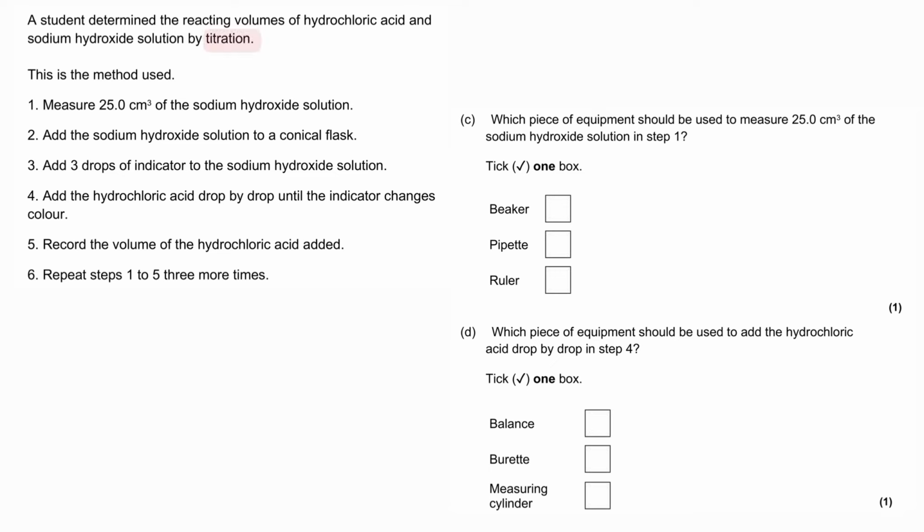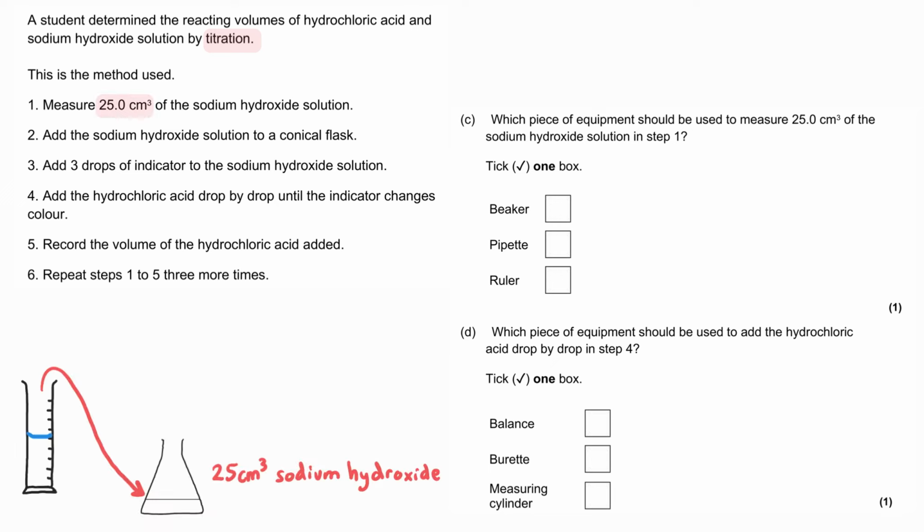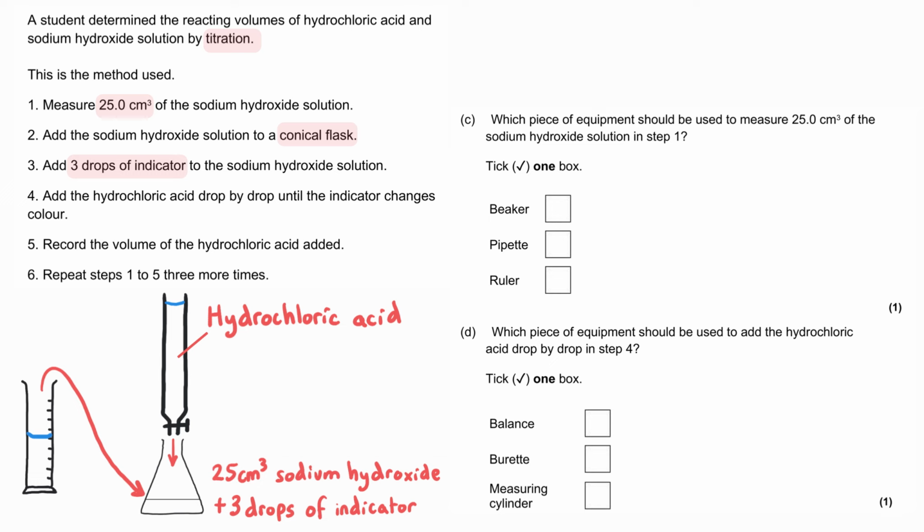Measure 25 cubic centimetres of the sodium hydroxide solution and then add the sodium hydroxide solution to a conical flask. Add 3 drops of indicator to the sodium hydroxide solution. Add the hydrochloric acid drop by drop until the indicator changes colour. Record the volume of hydrochloric acid added. Repeat steps 1 to 5 3 more times. Which piece of equipment should be used to measure 25 cm cubed of the sodium hydroxide solution in step 1?